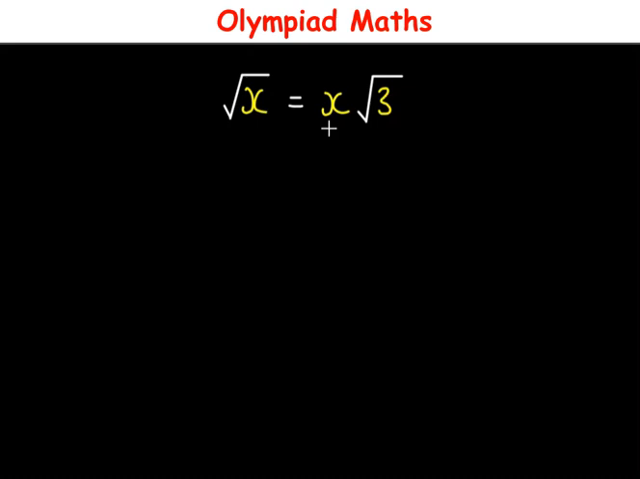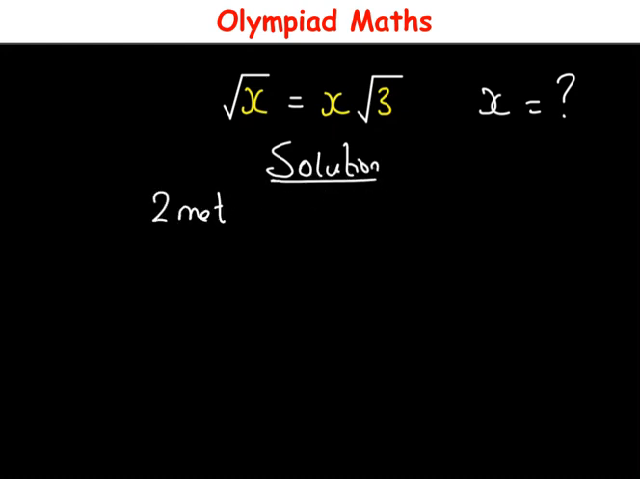So we have root x is equal to x times root 3. And here, what is the value of x? So x is equal to question mark. Now to solve this question, I'm going to use two different methods. So first, we have root x is equal to x times root 3.